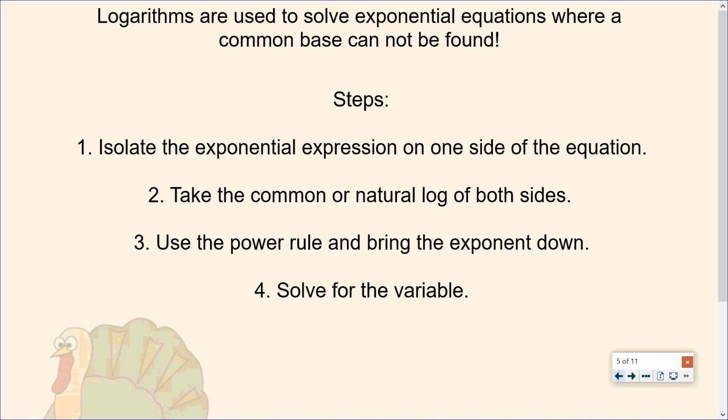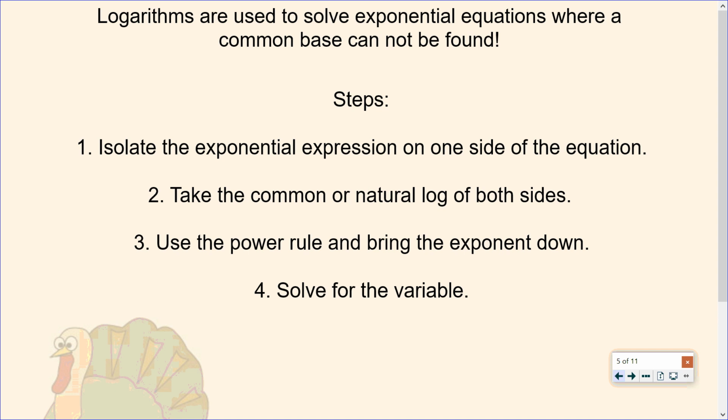Okay, so first step is we want to isolate the exponential expression. So the base to the power, we want to get it alone. We don't want anything multiplied, added, subtracted, divided by it. Then you're going to take either the common or the natural log of both sides. Technically, you can use any log base, but common and natural log are going to be buttons on a scientific calculator and basic calculators, so we want to stick with those. Then you're going to use the power rule, which says you can take your exponent and bring it down in front. That's where our variable will be, and then we'll be able to solve for our variable.